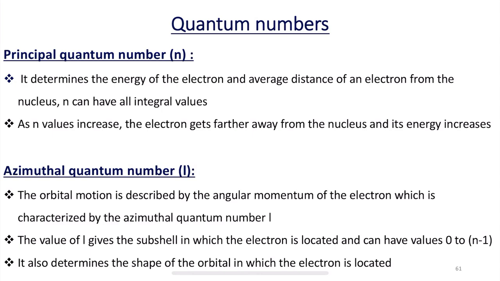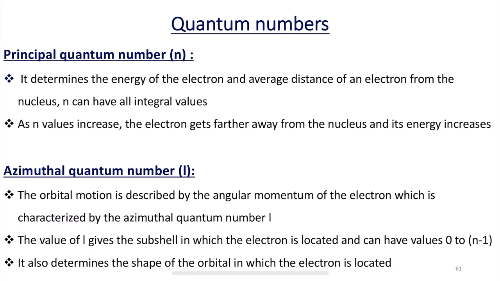So, starting from minus L, or minus 3, minus 2, minus 1, 0, or 1, 2, 3, 4 up to L. These are the possible values which a magnetic quantum number can take, whereas the spin quantum number will have either plus half or minus half. So, these are the different possible values which the quantum numbers can take.